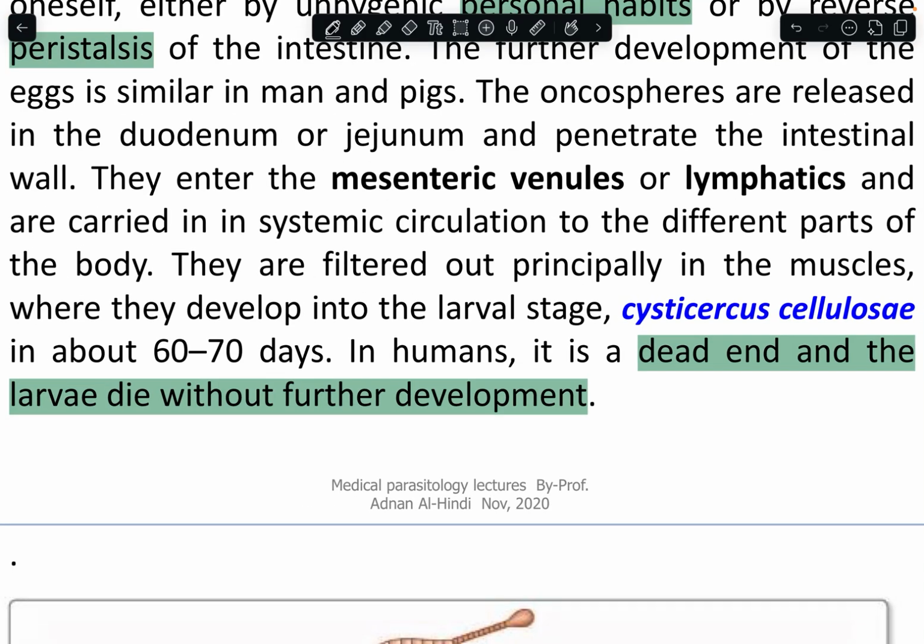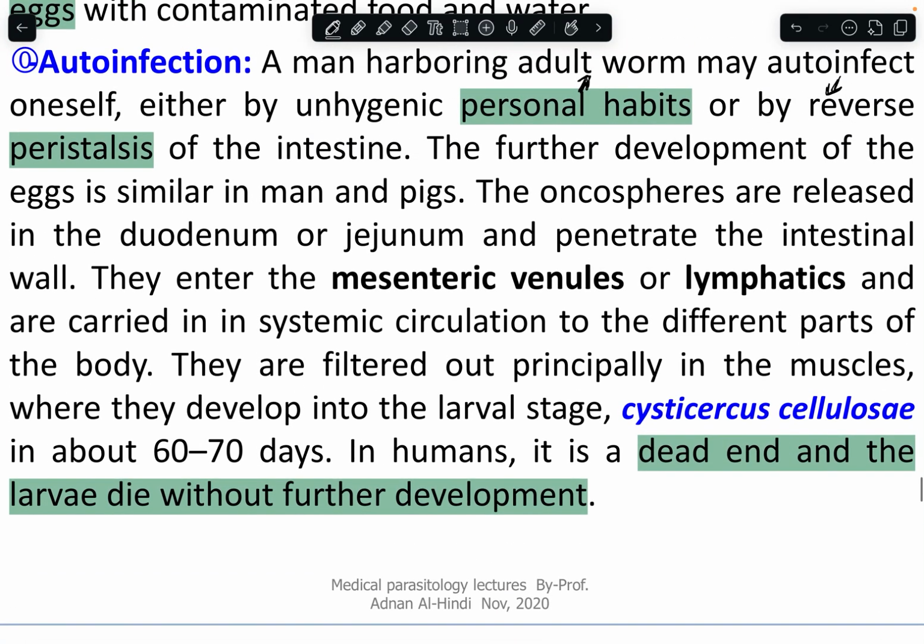When the oncospheres are released in the duodenum and penetrate the intestinal wall and enter the mesenteric venules or lymphatics and are carried in the systemic circulation to the striated muscles, they reach a dead end and die without any further development, unlike the Cysticercus bovis, where that is an essential step to staying in the meat of the cattle.